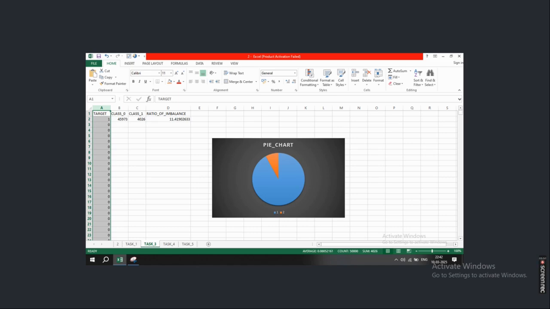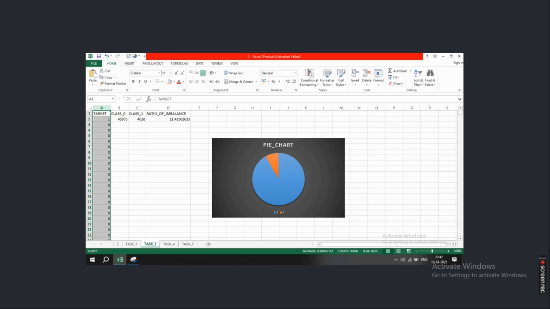So there are 45,973 people who paid the loan, that is 97% of all the data. And class 1 in the C column represents the people who defaulted, that is 4026, and the ratio of imbalance is 11.41902633. This pie chart is a visual representation of class 0 to class 1, that is the people who paid the loan to the people who didn't pay the loan on time.